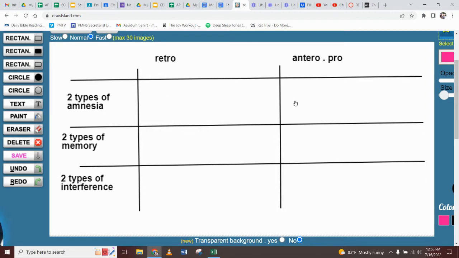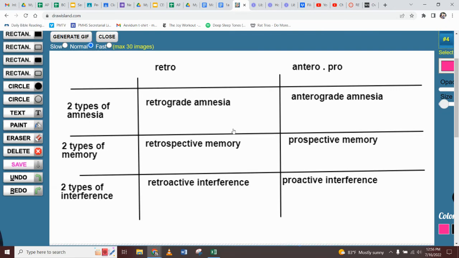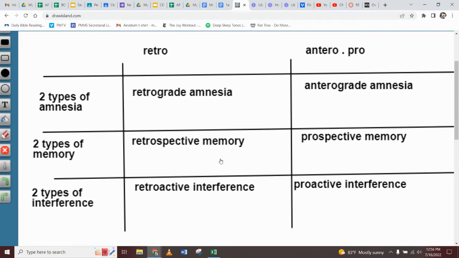I'm going to start by going over the 2 types of amnesia. Okay, before I do, let me give you a hint. Maybe you don't even know the names of the words. So we've got retrograde amnesia versus anterograde amnesia. Okay, those are the types of amnesia. You'll see it has a grade there at the end.